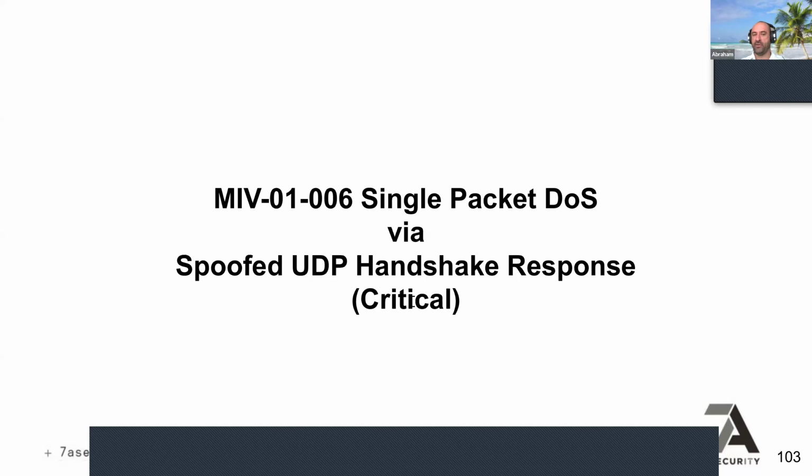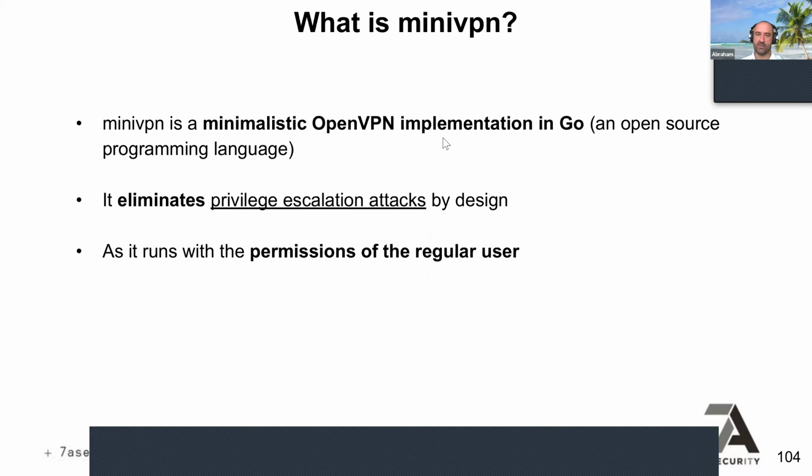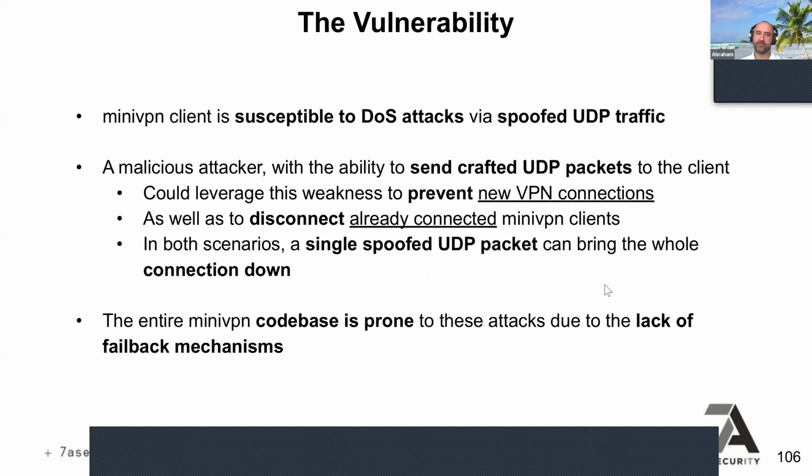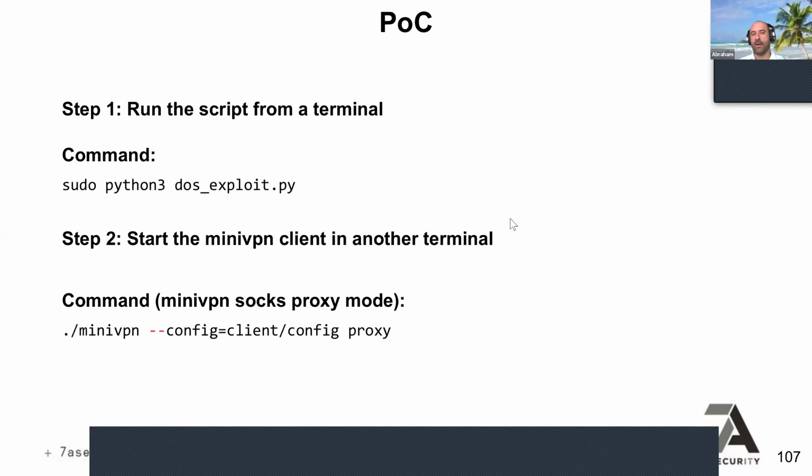In this case, this is critical because it was an application meant to provide internet freedom. So a government such as Russia, China, Iran, and so on can just send this packet and then the entire solution stops working, right? This was found on MiniVPN, and you can read more about it in the report, but this is basically how it works.